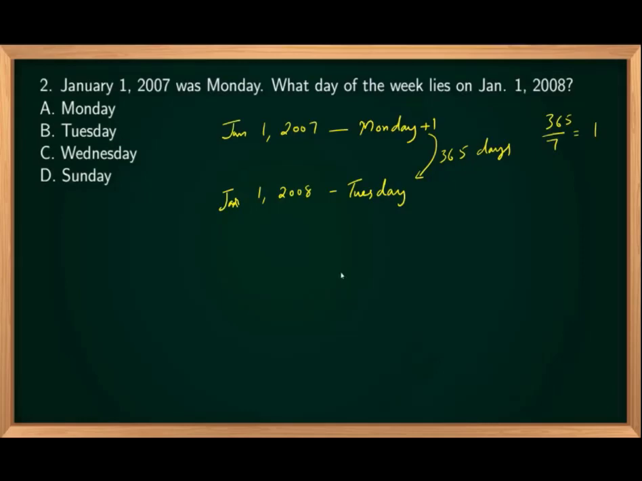Then same question. What will be the day on January 1, 2009? If January 1, 2007 is Monday, or take it as January 1, 2008 is Tuesday, then find January 1, 2009. Which will be the answer?